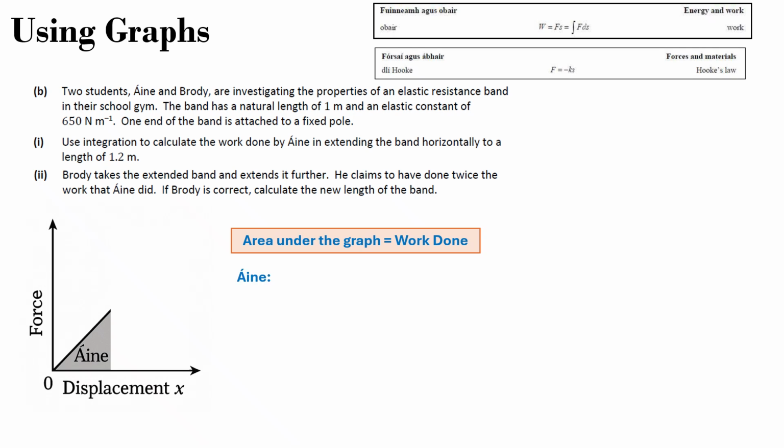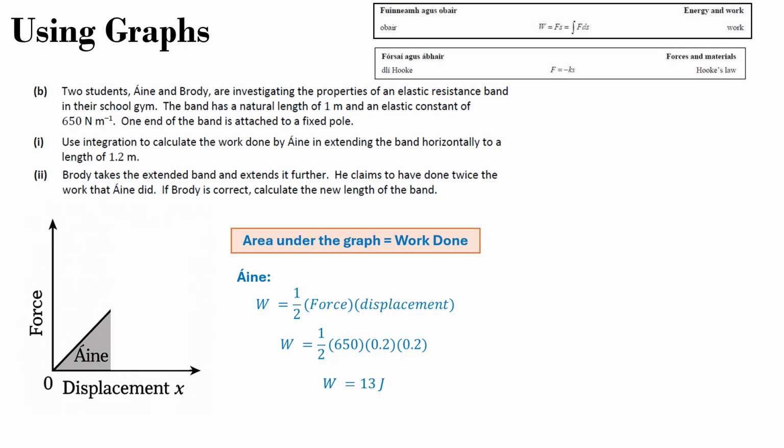So when we work this through, we could get Anya, whose work is just going to be a half times the force times displacement. So that gives us, if we think of force as our Hooke's law, Fs, a half times 650, which is our k, times s times s. That works out very nicely as our 13 joules. It still is, if you looked at that formula, a half k times displacement squared. So it works out the same as if we had integrated it.